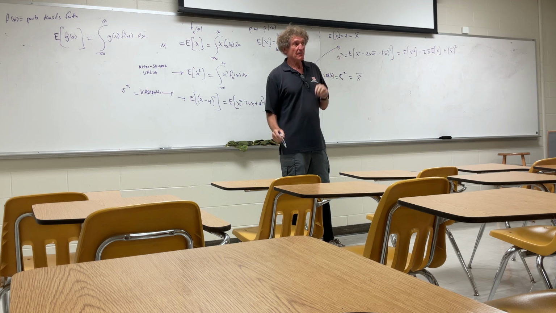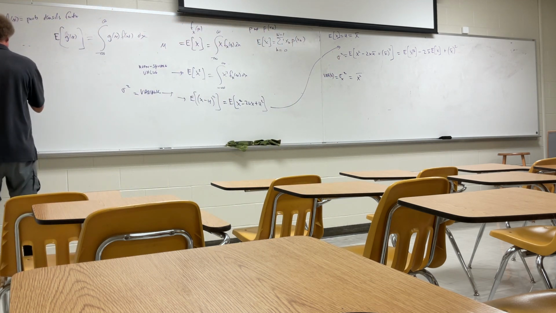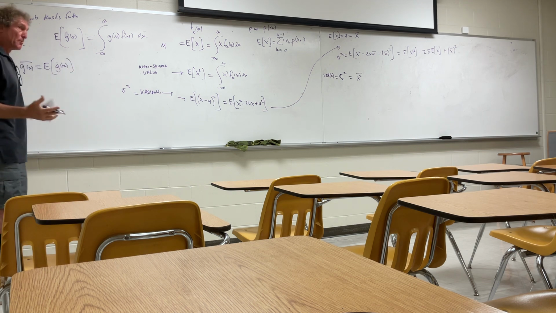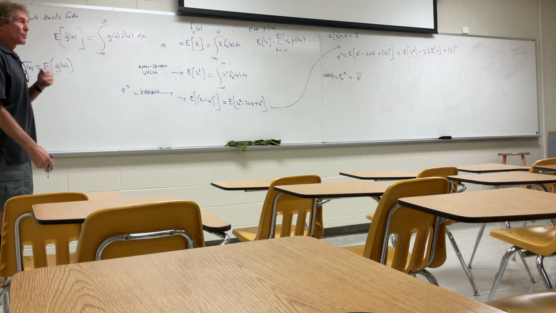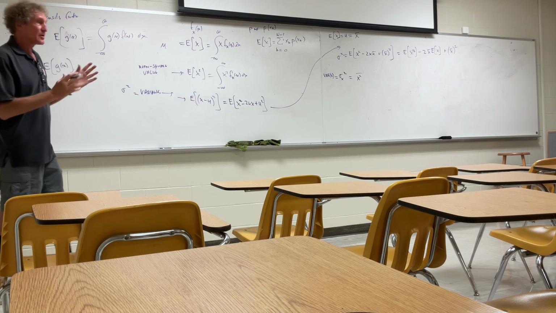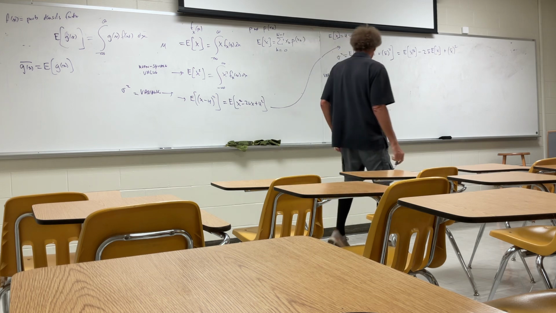You understand? Every time you have a bar over any function, like if I have G of X bar, that is the expected value of G of X. That's all it means. The bar means expected value. We're used to assuming that's a vector term, right? Bar is vector. Here it means expected value in statistics, probability, and random signals and systems.